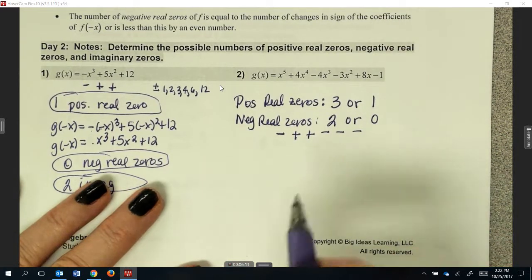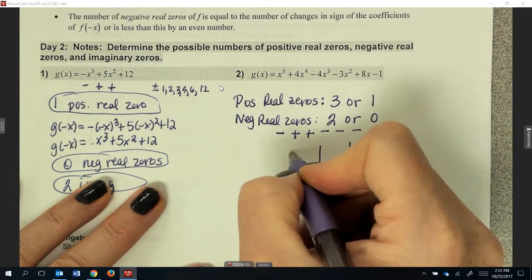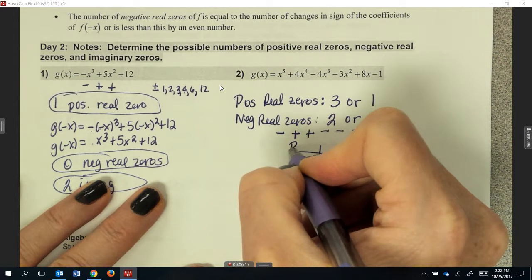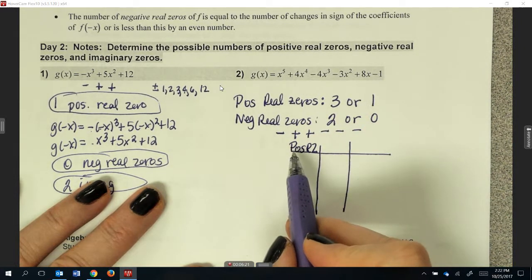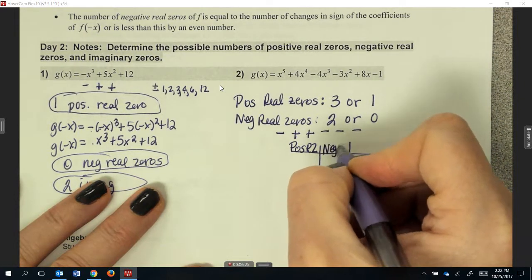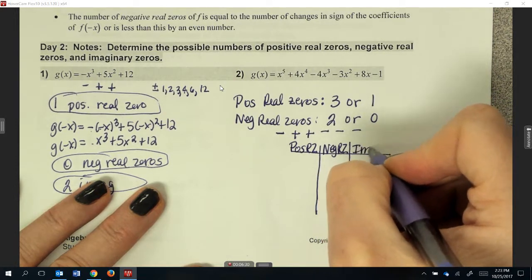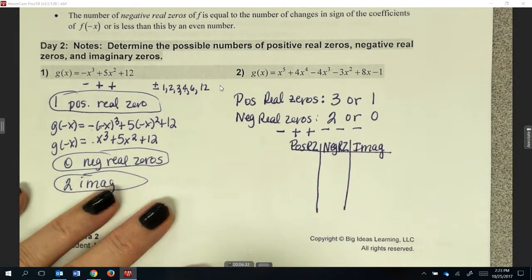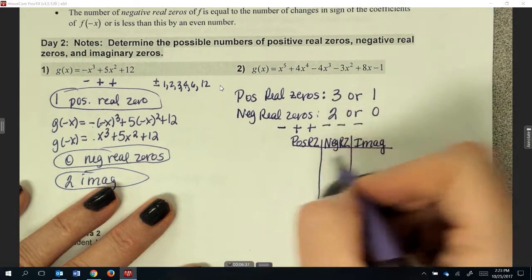All right, so this gets a little bit confusing. So here's what I'm going to do. I'm going to make this chart. Positive real zeros, I'm just going to put positive RZ. Negative RZ, imaginary, and these are not real. So I could have all these possibilities.